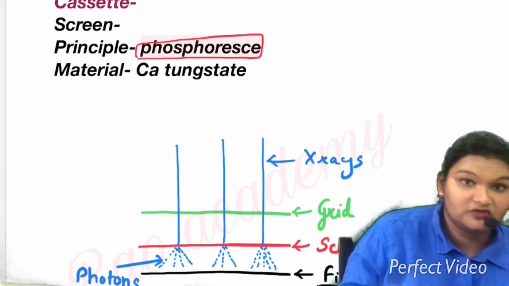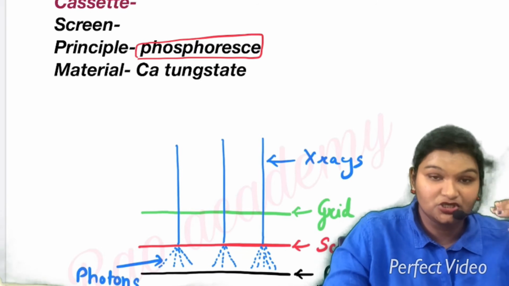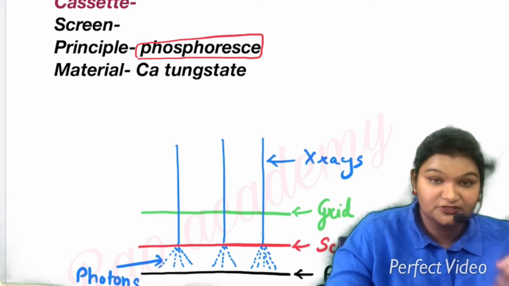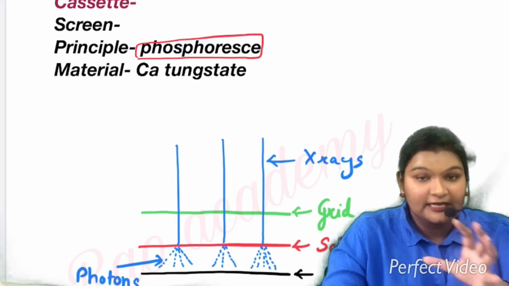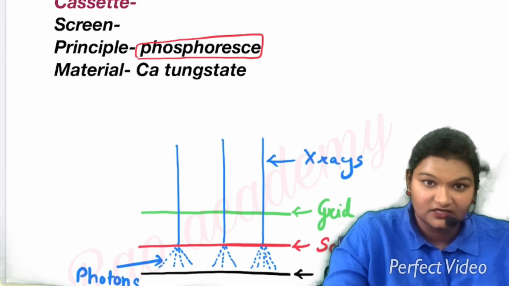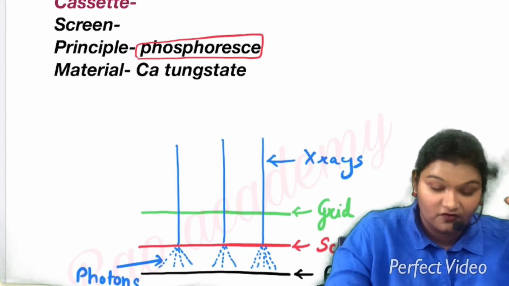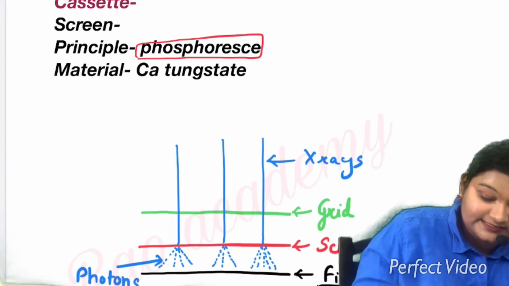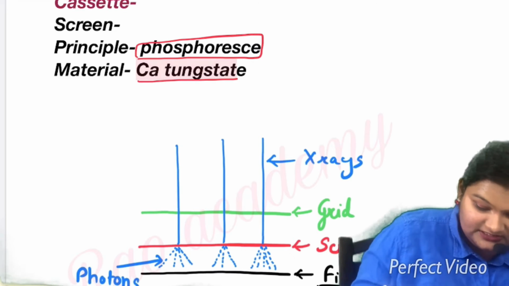So what do you mean by phosphorescence? Phosphorescence means emission of light or emission of photons without any type of combustion, burning or heating up of the substance. So this is the principle of phosphorescence, and this screen is made up of calcium tungstate.